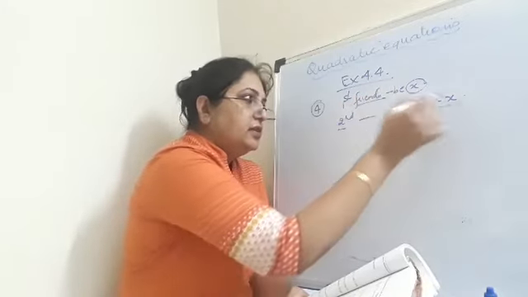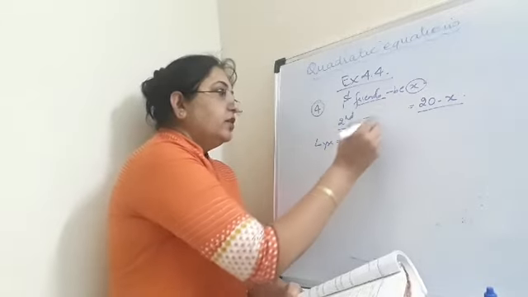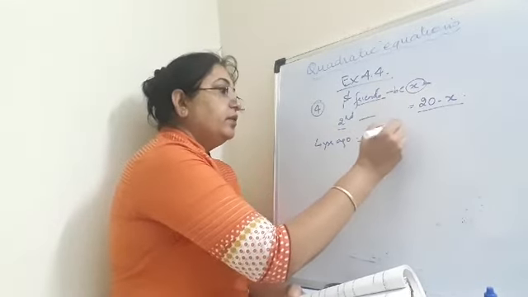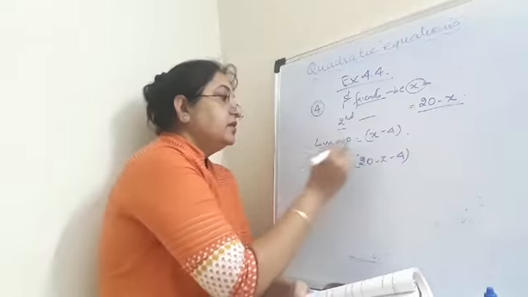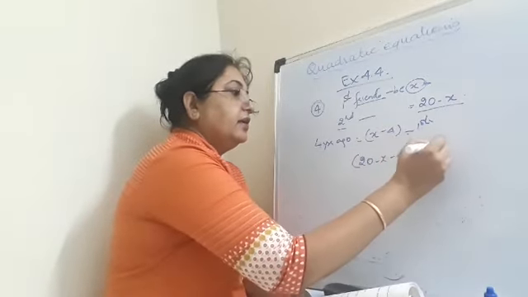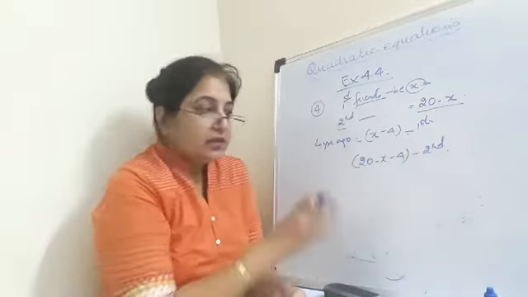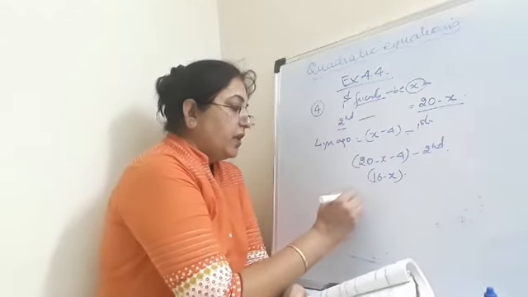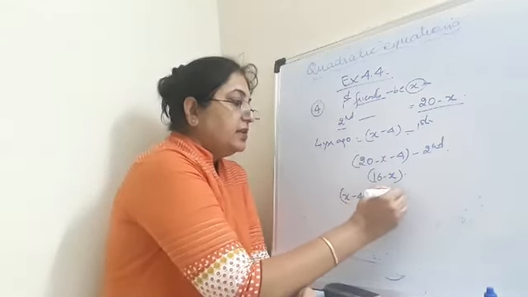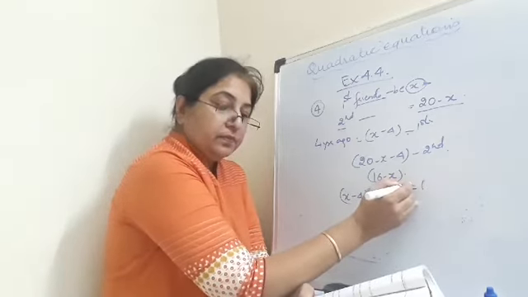Now it is saying that 4 years ago. 4 years ago means this age will be x minus 4, right? And the other person's age will be 20 minus x minus 4. This is first and this is second, right? When you solve this question in your notebook, see that you properly frame the statements. Now, 20 minus 4 will give you 16 minus x. Now it is saying that 4 years ago, the product of their ages, x minus 4 and 16 minus x, is equal to how much? 48.